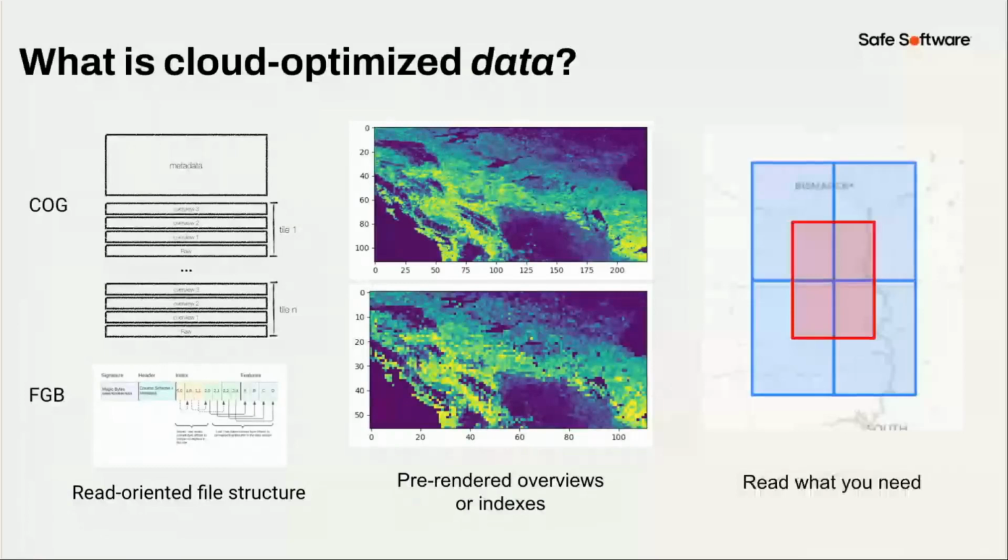And then my favorite concept and the theme of the day is reading what you need. So if I'm only looking for data within this red box, I only have to download these 4 blue tiles, which would be chunked up in a smaller compressed file, whereas with a more traditional format, you'd have to download multiple scenes of data, and all the data outside of it would be data that you wouldn't need. So this is that idea of what that data actually looks like in practice.